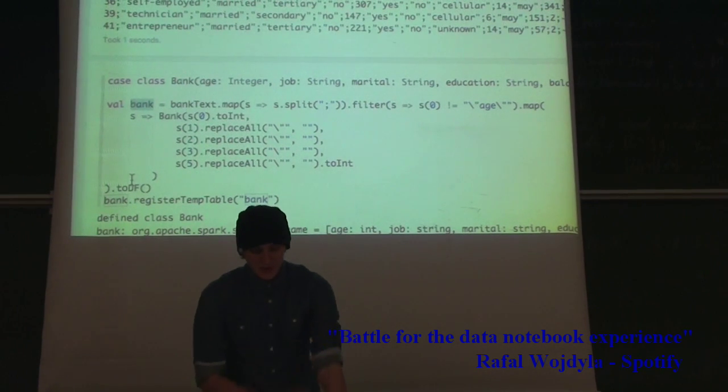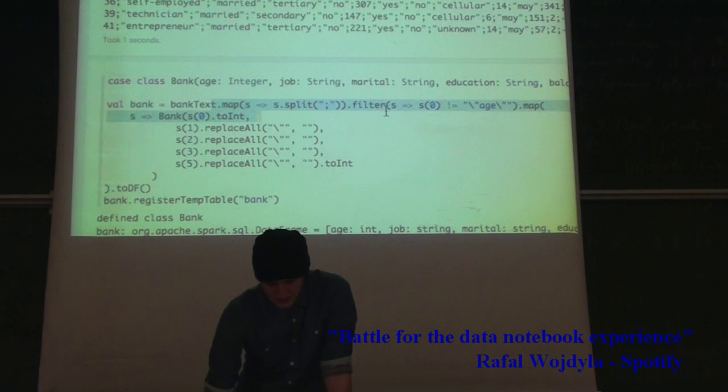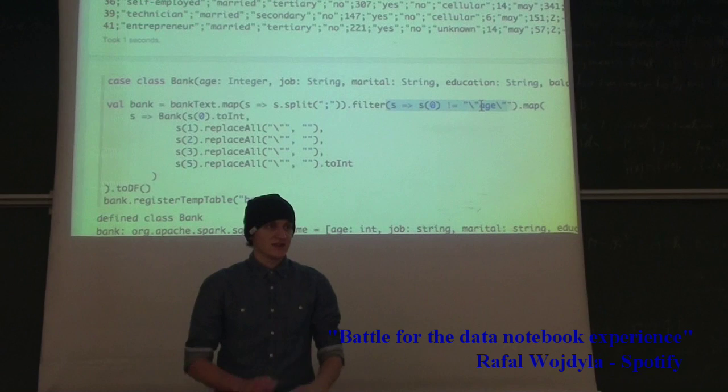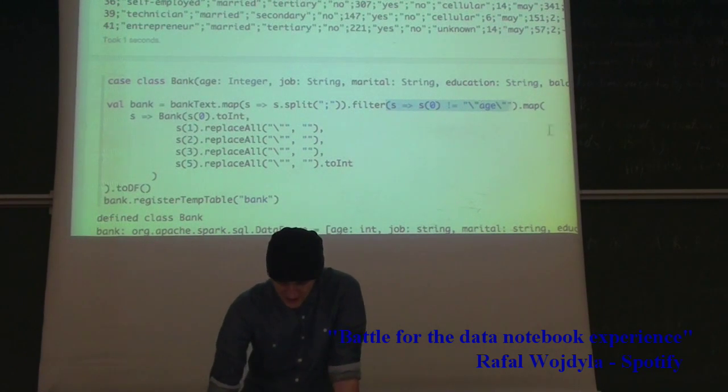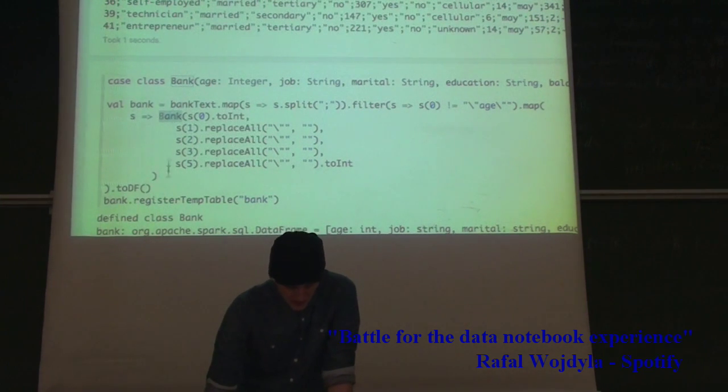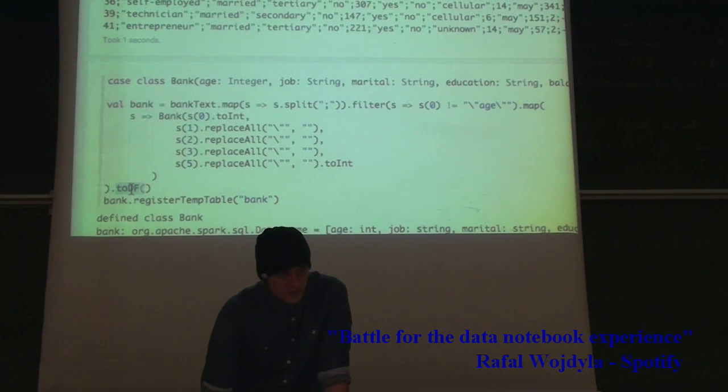to the data frame. So what I'm doing is I'm splitting the data by the semicolon. I'm going to get rid of the header. So I'm going to see, okay, if the row starts with age, meaning it's the header, just skip that row, right? Then I'm going to create the objects for the case class over here, and I get the result and I put it in the data frame over here, right?